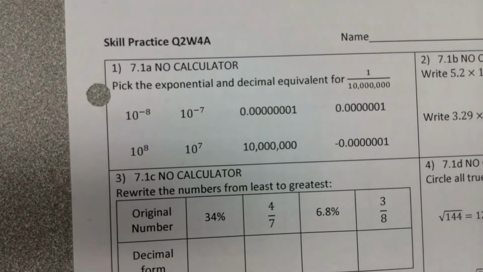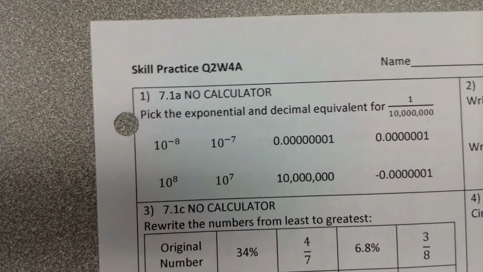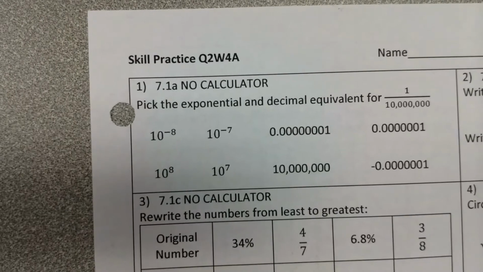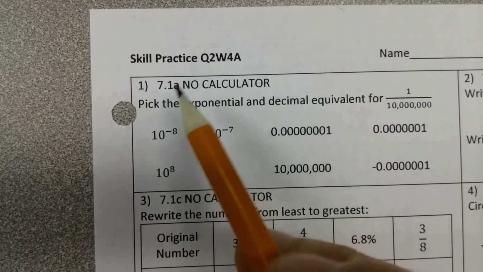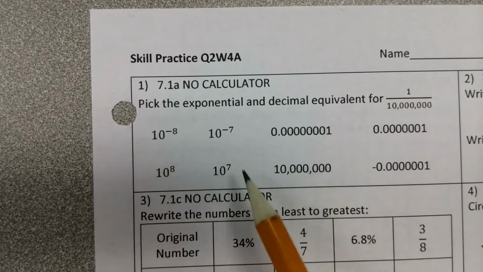Okay, so this is a video for going over Q2W4A, and it's focusing in. Okay, here we go. So, number one, 7-1A, 1 over 10,000. Which of these is going to work?